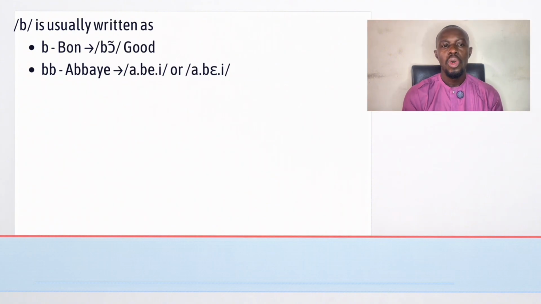B. B is usually written as follows. Anywhere you see the letter B, it is pronounced as B. For instance, you can find it in bon. Or anywhere you see double B, it is pronounced as a B. For instance, you can see abbaye.